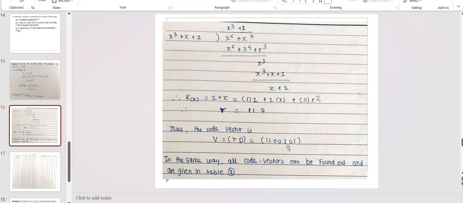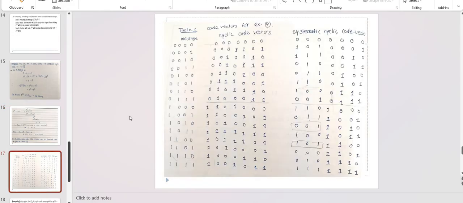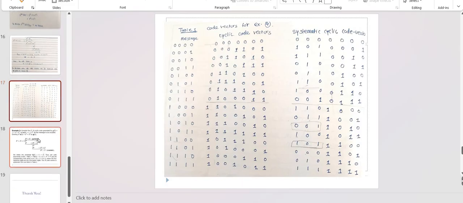In this way you can find all 16 codes by using this method. This is the table given, where messages are from 0000 to 1111. These are the cyclic code vectors, and these are the systematic cyclic code vectors obtained by using the division. For 0101 you can check, you will get the systematic cyclic code as 1100101. In this way you can find all the codes.